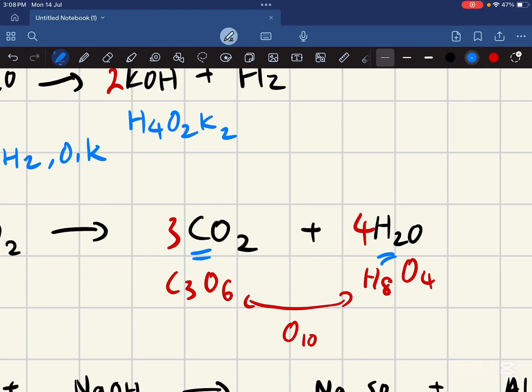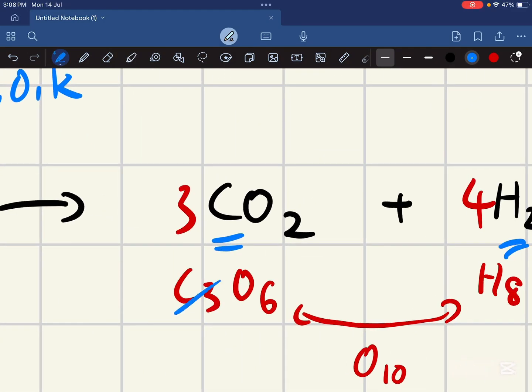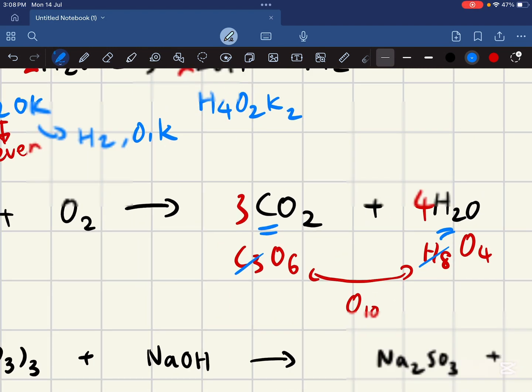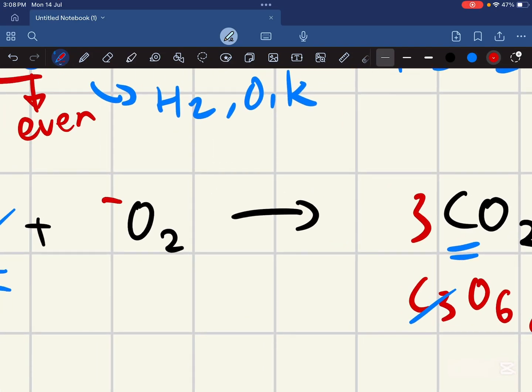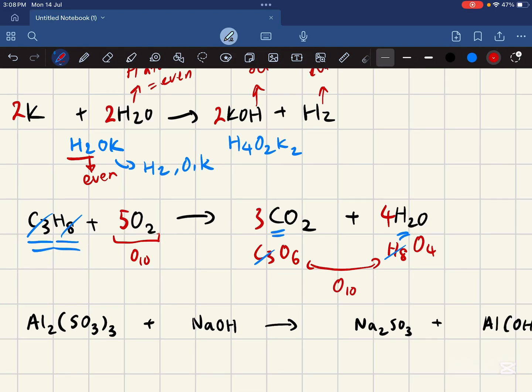And if you don't want to get confused, you can just tick off the stuff that you've already balanced. Here we have O10, and here we have O2. So we'll have to add a 5 in front. So this becomes O10. Oxygen with 10, and then it's balanced.